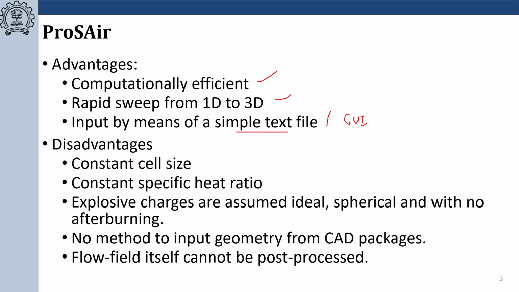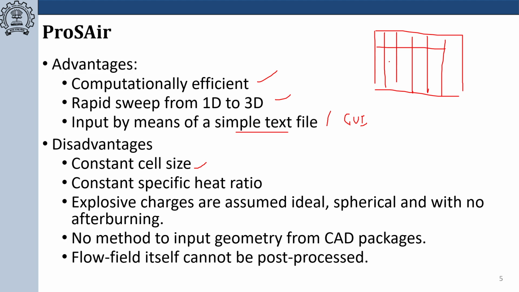So the basic disadvantages are, first, a constant cell size. Your problem is kept inside an air domain where it is meshed. The domain is discretized, and we call these cells, and this is only constant. You cannot have a variable cell size, and variable cell size has its advantages, which are not available in this software.